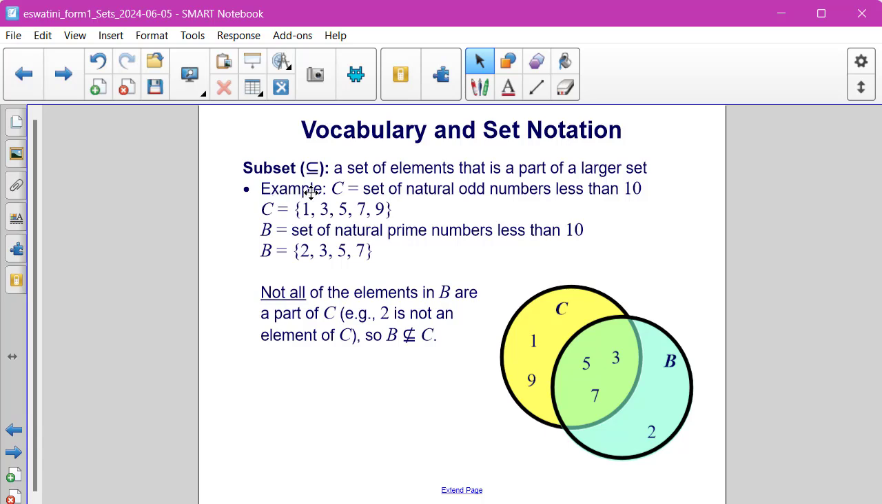Here is another example. Set C is the set of natural odd numbers less than 10. So in tabular or roster form, it would be written as 1, 3, 5, 7, and 9 inside of the braces or curly brackets. And set B is the same as what we showed in the last example, a set of natural prime numbers less than 10. So 2, 3, 5, and 7. We can notice that not all the elements from B are a part of C, like 2 is not a part of set C. So therefore, B is not a subset of C.